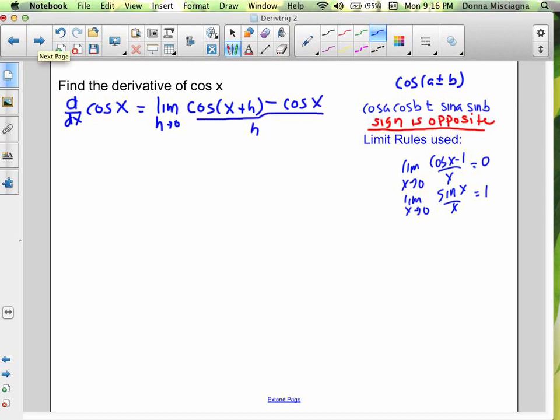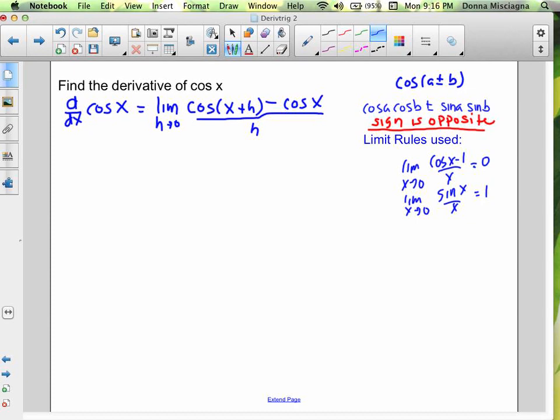Now some things we can't do. We can't make that cosine x plus cosine h. That is not correct. Okay? You can't distribute the cosine. It's an operation. You're taking the cosine of the sum. You can't break that apart. But we do have some handy-dandy rules from pre-calculus, as well as some other limit rules we may use in this particular, not really proof, but derivation here.